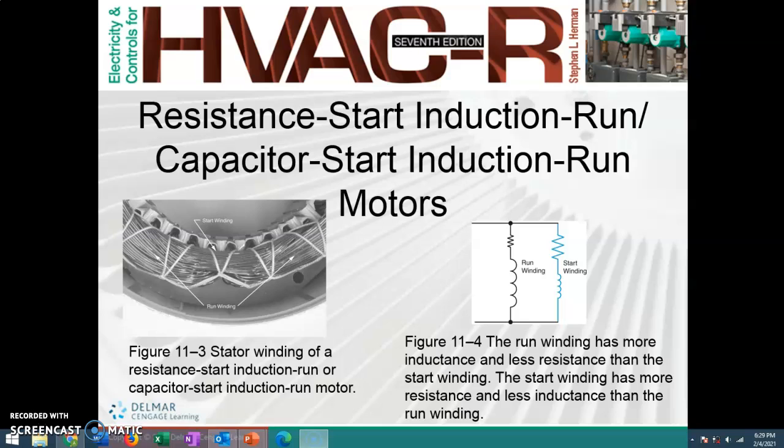So let's hop right into resistance start induction run and capacitor start induction run motors. And here's the thing, they are both very similar and they both operate off the same principle, and that is that the stator winding of both motors contains both a start winding and a run winding. The start winding is made of a smaller wire, and it's going to be placed higher in the metal core material than the run winding. Because the start winding is made with smaller wire than the run winding, it will have a higher resistance. Smaller wires have higher resistance than large wires.